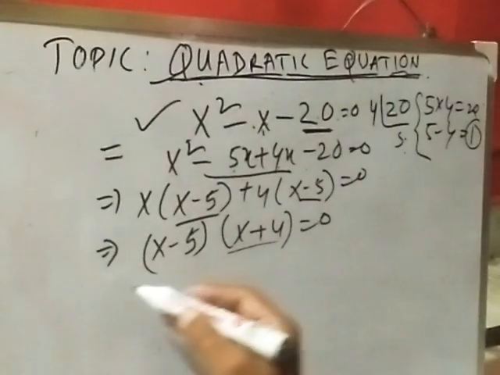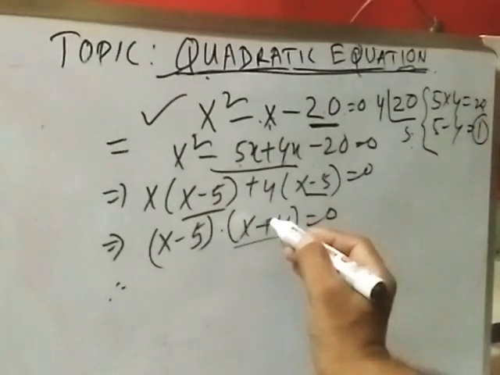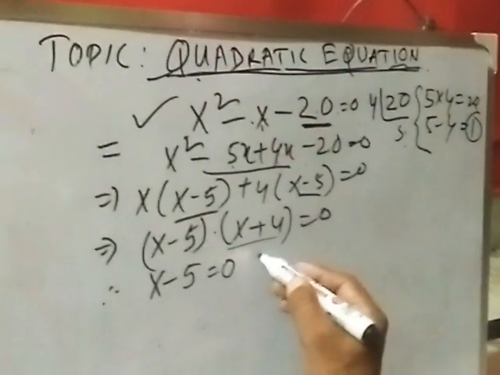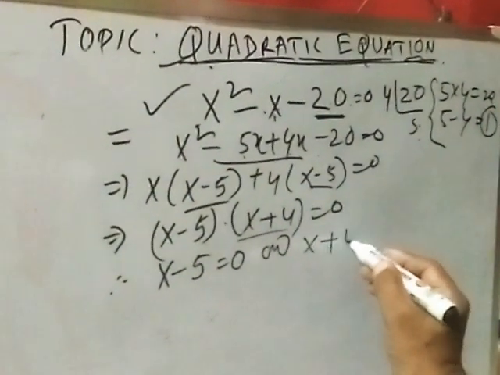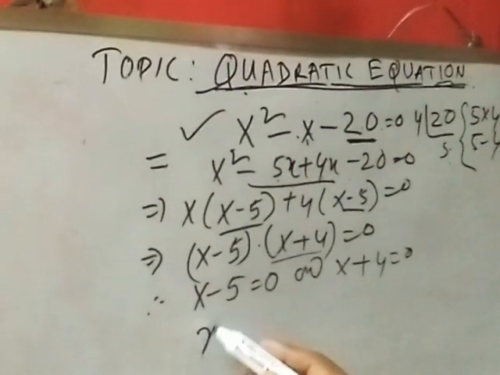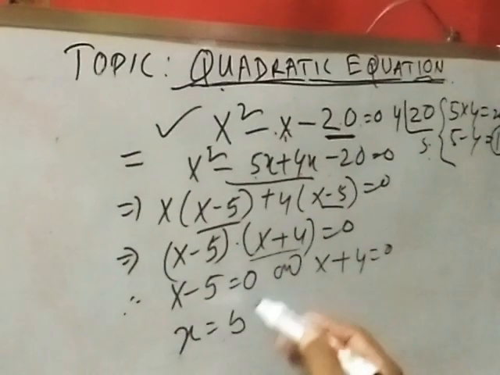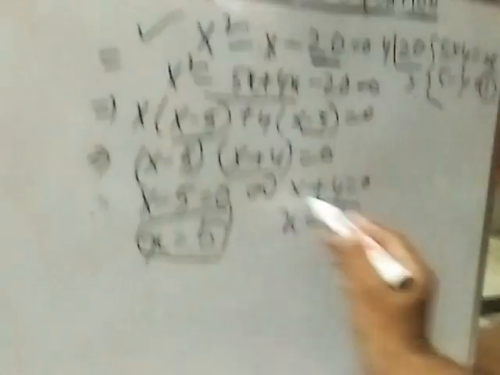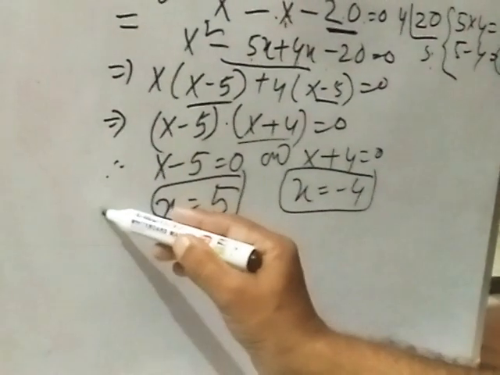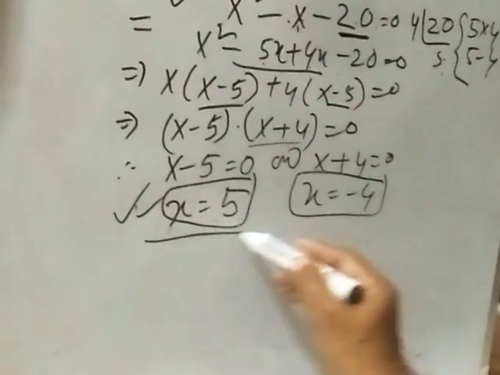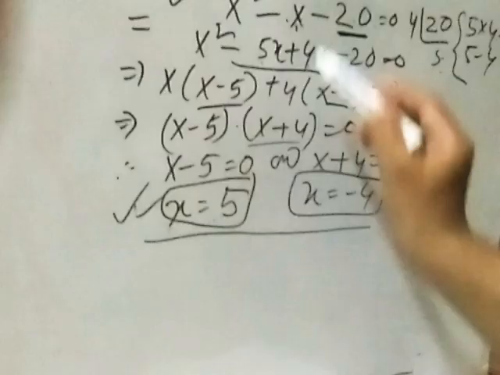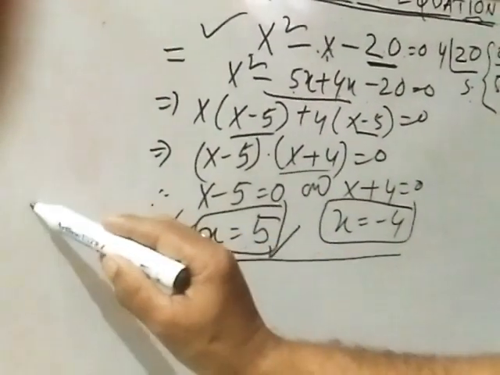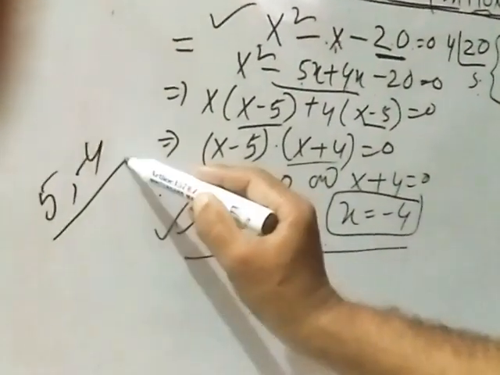Is it clear? Good. The product of two terms is 0. That means x minus 5 equals 0 and x plus 4 equals 0. So we are having x equal to plus 5 and x equal to minus 4. Have you understood, everybody? No doubt. Okay, very good. So this is the method of factorization. You just keep it in mind, answer is 5 and minus 4.